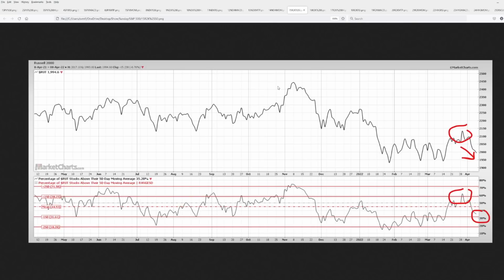How about we move on to small caps? They tend to lead the large caps, and so we'll see what the Russell 2000 is telling us. We look at the percentage of the Russell 2000 above its 50-day moving average, and that's at 35%. So 65% are in a bearish trend. They're headed lower.